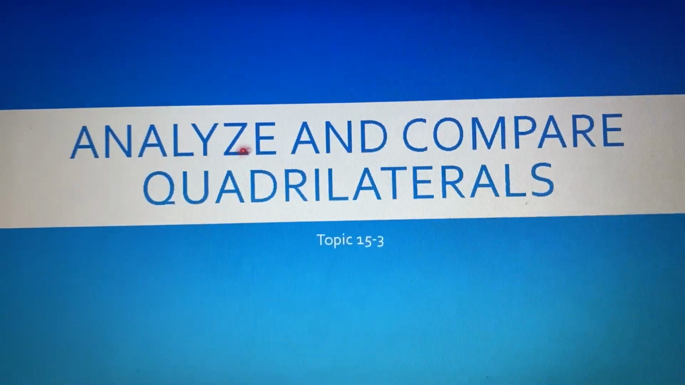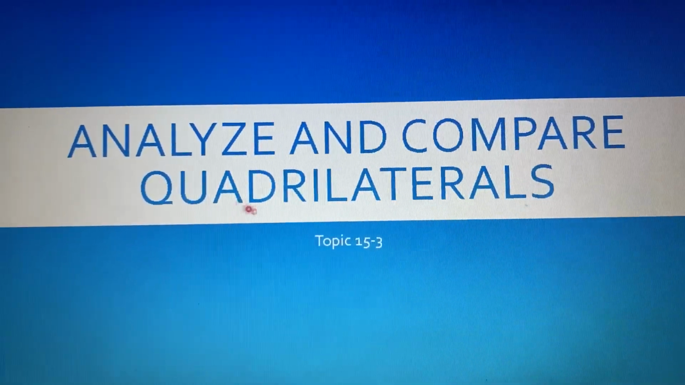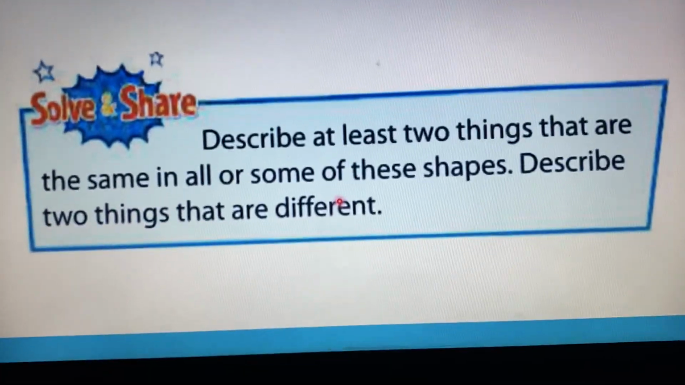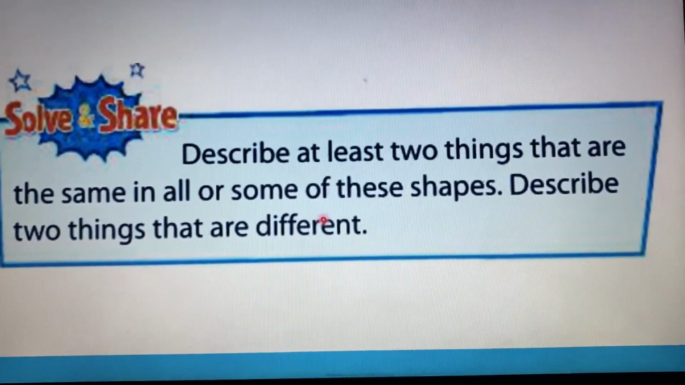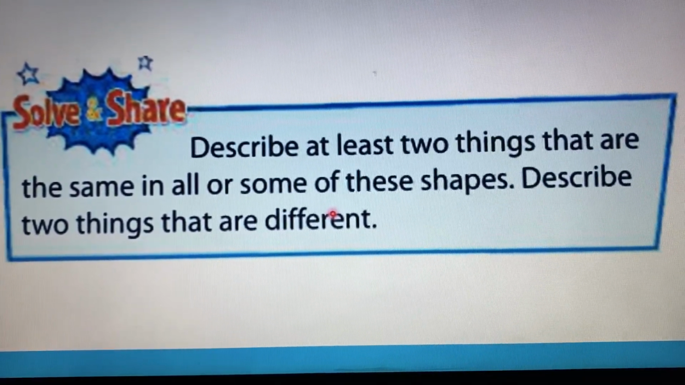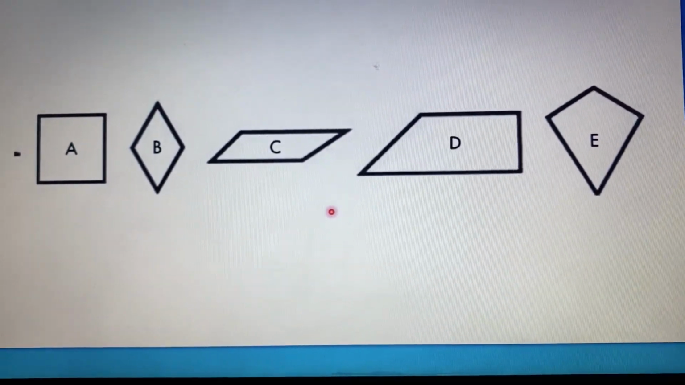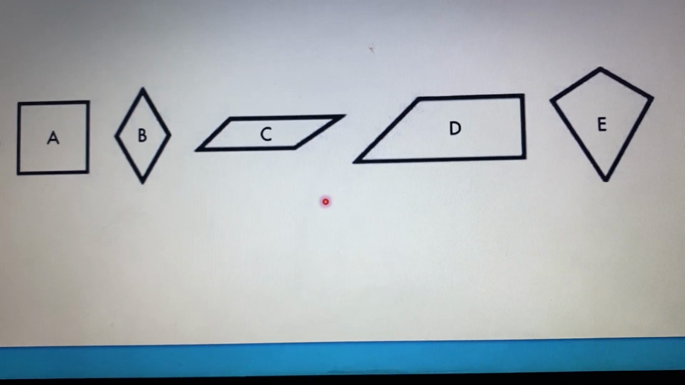Today we will analyze and compare quadrilaterals. Topic number 15, lesson 3. Describe at least two things that are the same in all or some of these shapes. Describe two things that are different. Let's see the shapes. Here we have A, B, C, D, and E.